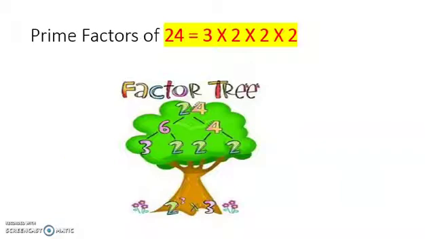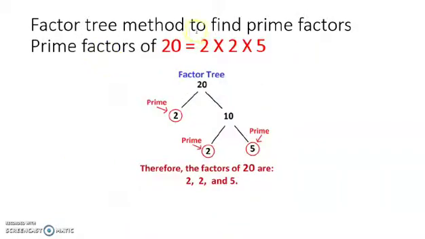Let me give you one more example. Factor tree method to find prime factors of a number. The number is 20. So let us break it down. 2 into 10 is 20. Now 2 is prime, so we'll leave it here. Now 10 is not prime, 10 is a composite number, so we'll break it further. 2 into 5 is 10. 2 is again a prime number and 5 is again a prime number.